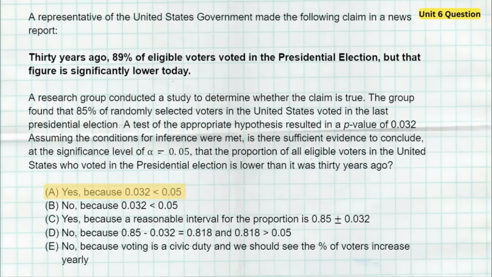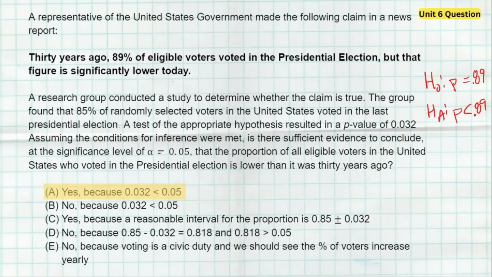All right, hopefully you got it right. The correct answer is A. So the whole idea here is that we want to see if this statement is true. We've heard that 89% of eligible voters voted in the presidential election, but they think that it's lower, right? So if we're thinking about our null and our alternative hypothesis, the null would be that the true proportion is 89%. It has not changed. And the alternative is that we want to show that it's lower.